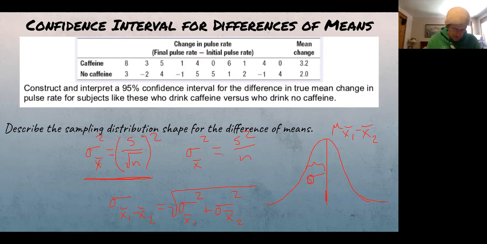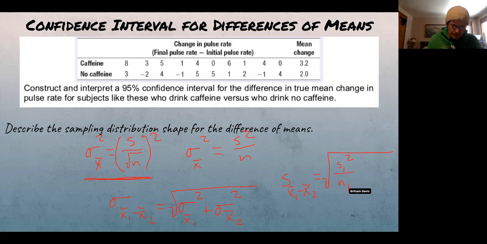I'm going to erase my distribution now to create some room over here. What this becomes is the standard deviation. Actually, technically, it's a standard error. So I'll put S for the standard error of x bar sub 1 minus x bar sub 2. It is going to be the square root of the sampling standard deviation of 1 squared over the sample size of 1. This is the variance of our first sampling distribution, plus the variance of the second one, which will be the same thing but for 2.